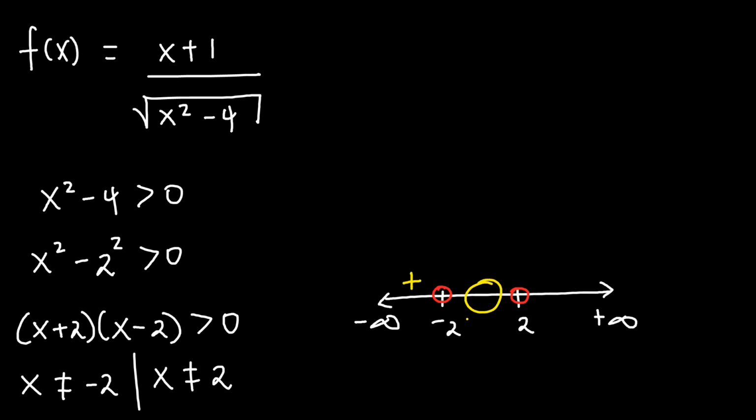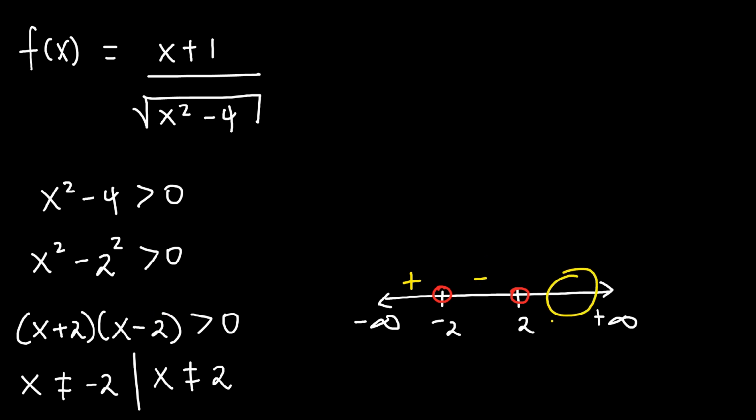Now how about the second region? In this case, we need to put in a number between negative 2 and positive 2. Let's say we put in x equals 0. 0 plus 2 will give us positive 2, so this is positive. And then 0 minus 2 will be negative 2, so this is negative. A positive times a negative will give us a negative. Therefore, the second region is negative.